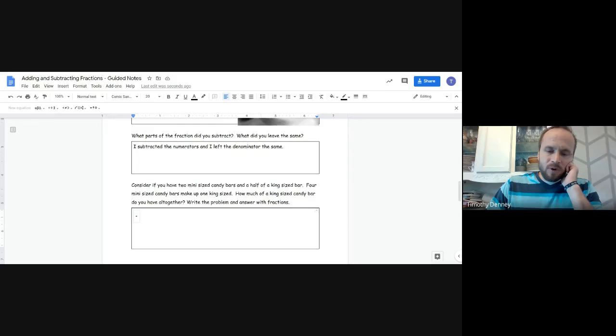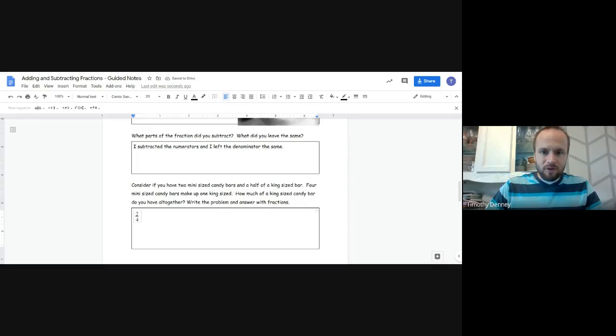All right. Well, we have some mini-sized ones, so maybe that'll give you a clue. And we have a conversion right here. 4 mini-sized candy bars make up 1 king-size. So if I want to think in terms of the mini candy bars, how many there are in a king-size, I can say there's 4. Right? All right. Now, how many of these do I actually have? How many mini-size do I have? Well, I have 2. Okay.